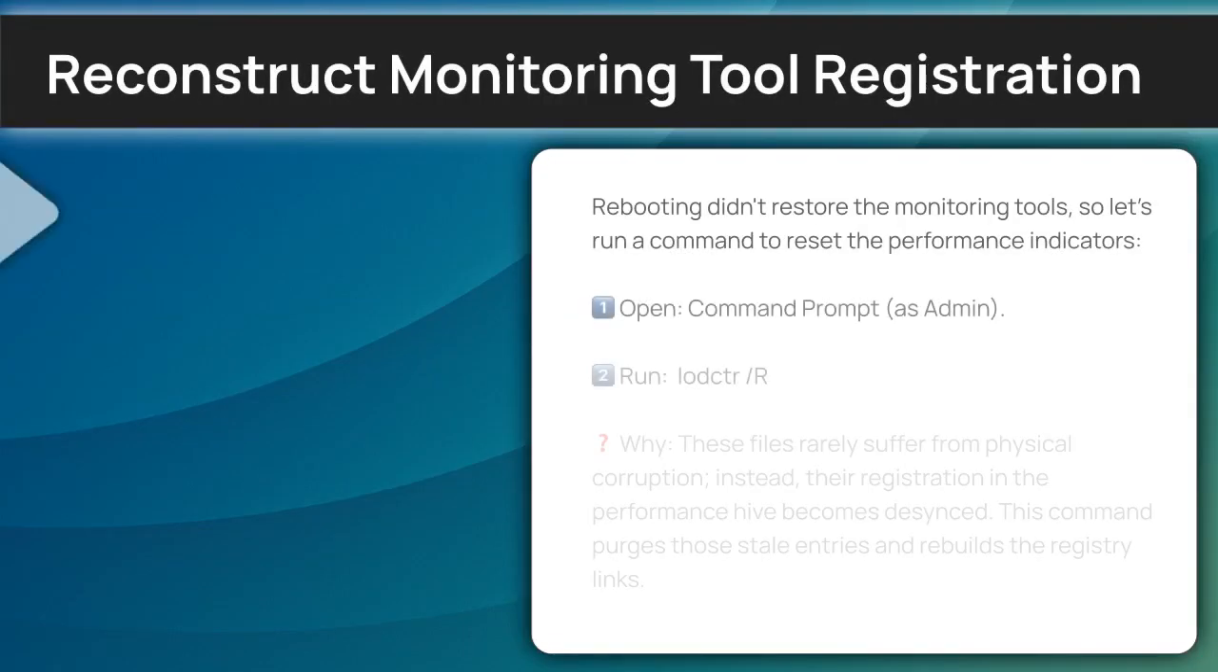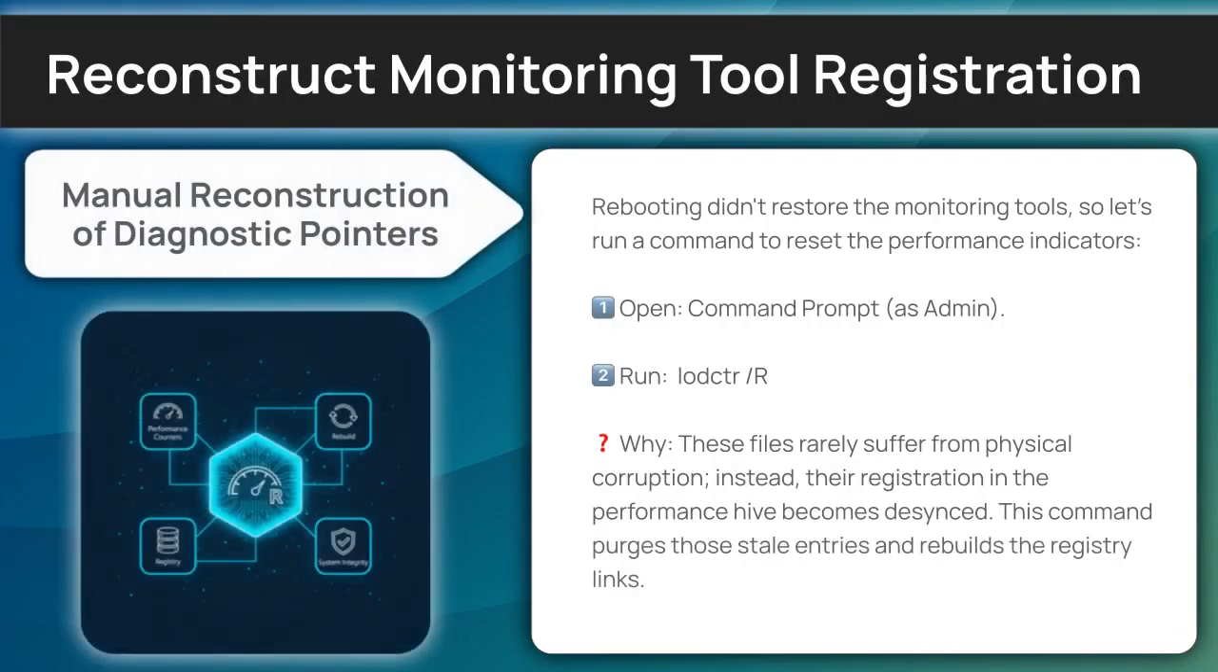If the software remains unresponsive after the reboot, we'll transition to manual environment synchronization. Feel free to pause the video during the sync process. Rebooting didn't restore the monitoring tools, so let's run a command to reset the performance indicators. First, open command prompt as admin. Second, you're going to type lodctr /r, then hit enter. Why are we doing this? Well, these files rarely suffer from physical corruption. Instead, their registration in the performance hive becomes desynced. This command purges those stale entries and rebuilds the registry links.